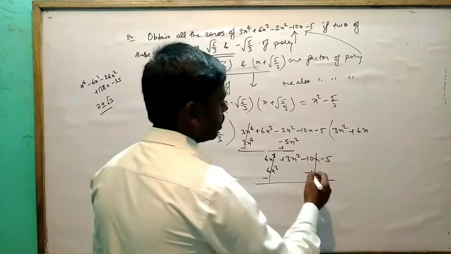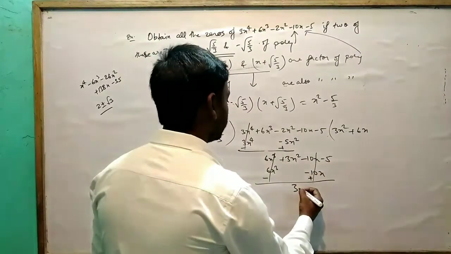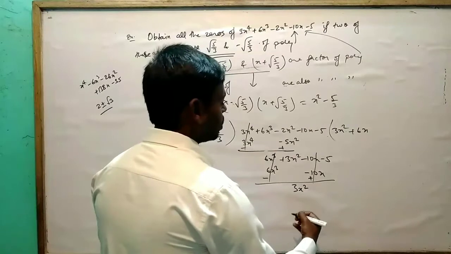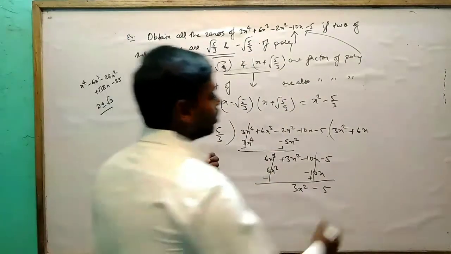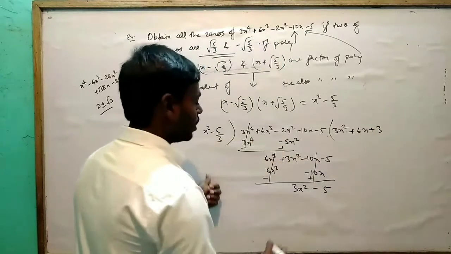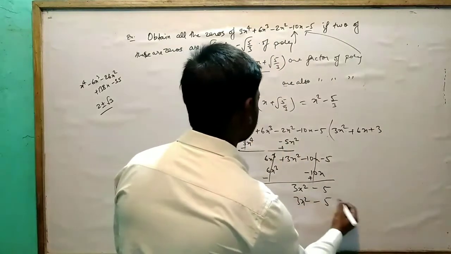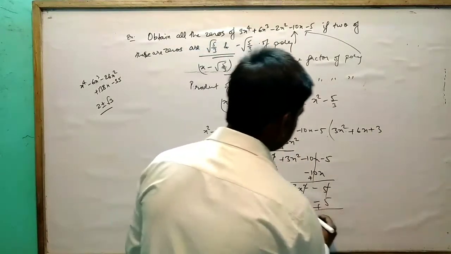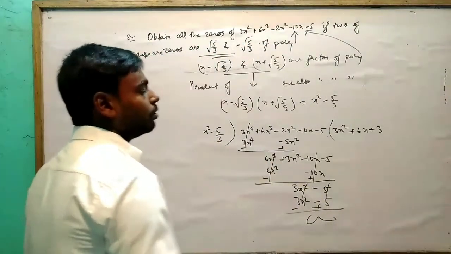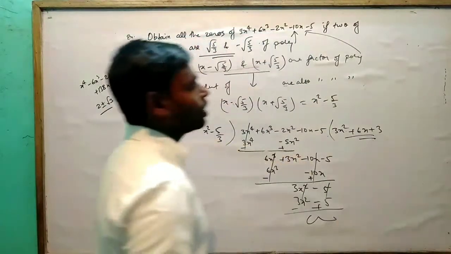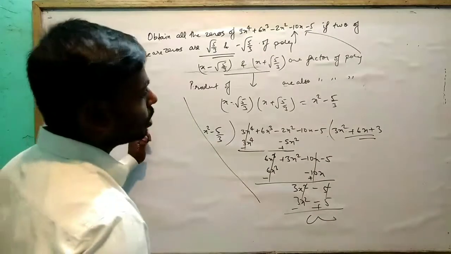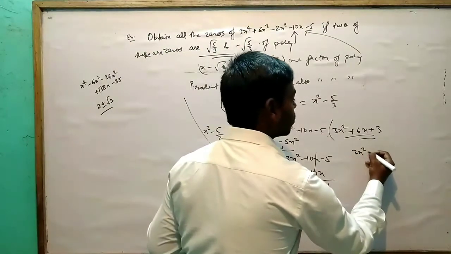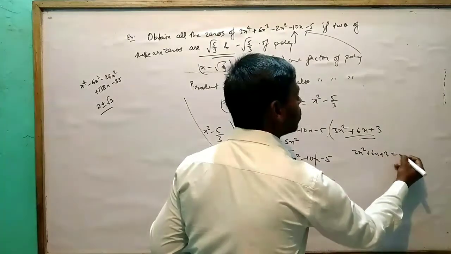6x cube and 10x get cancelled. Here we find 3x square minus 5. Now we have to multiply it by this term 3. Okay, and we get 3x square minus 5 when we change the sign, and it is 0. Now we take the quotient as 0 because we have to find the other two zeros. Then 3x square plus 6x plus 3 is equal to 0.